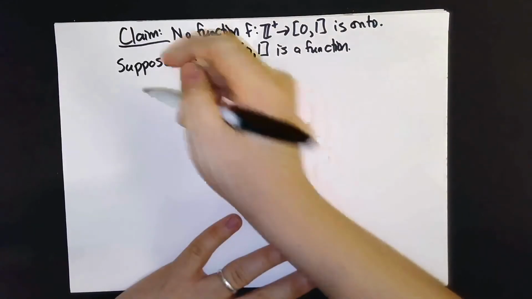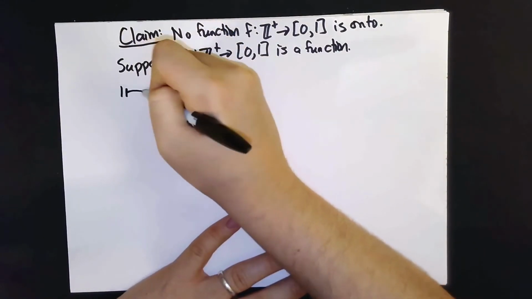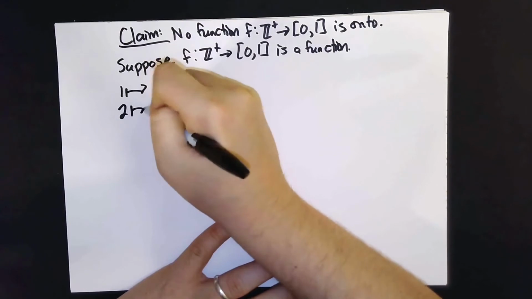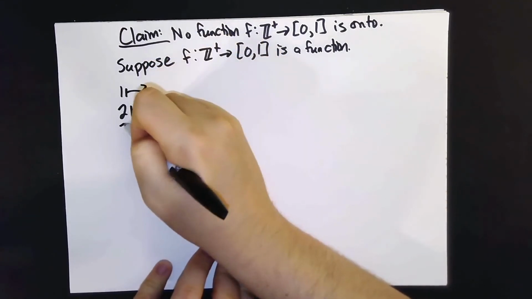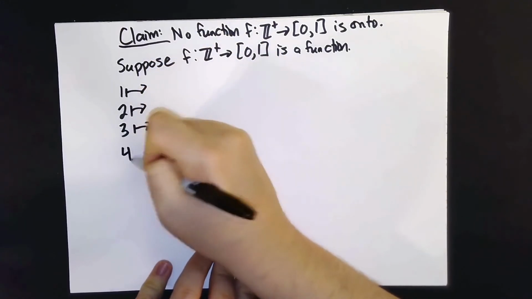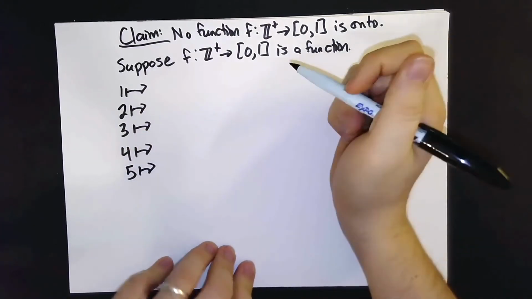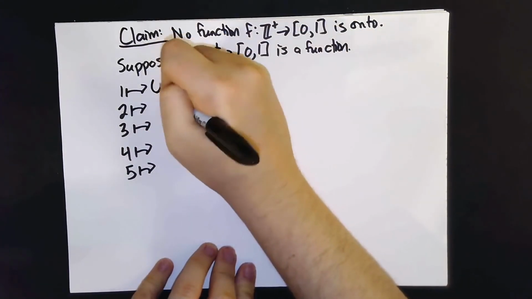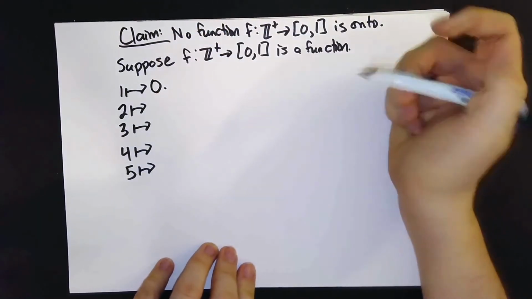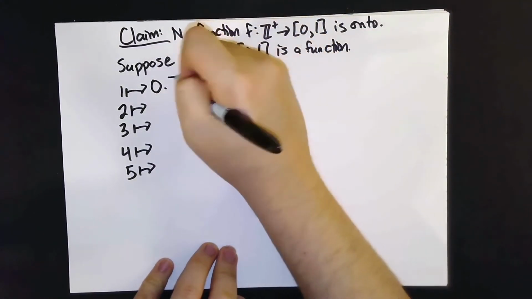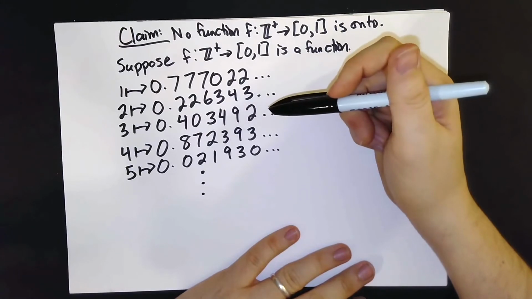Okay, so here's what I'm going to do. I'm going to write out the numbers that each number maps to. So 1, 2, 3, 4, 5, and so on down the line. And so I'm going to write them down in decimal. And so we're going to have our list of all of these things written out.